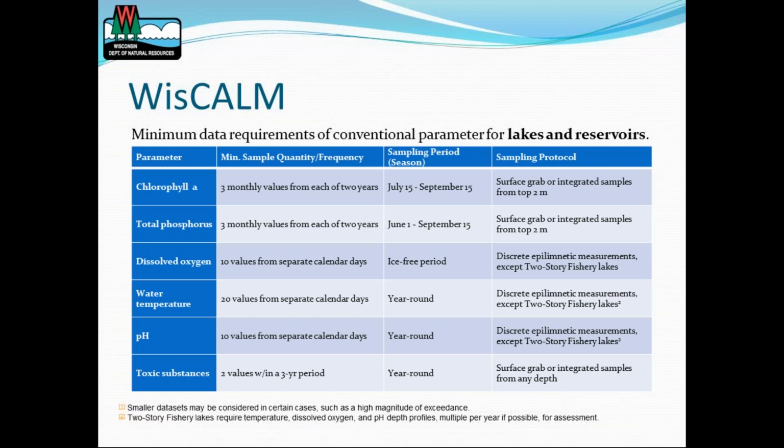So if you look at toxic substances, you need 2 values within a 3-year period, and you sample year-round. So the reason that you sample year-round is because for a toxic substance, it could kill the fish or bugs or anything that's living in that lake at any point of the year.